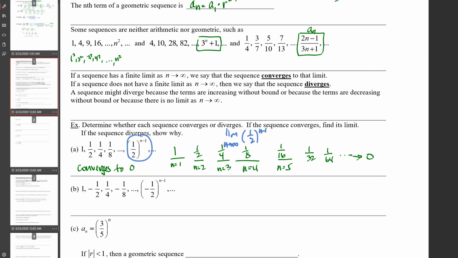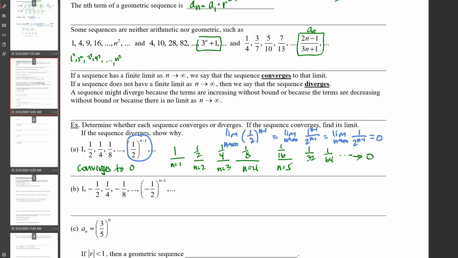And so if we look at what's happening here, what this is equal to is the limit as n goes to infinity of technically 1 raised to the n minus 1 over 2 raised to the n minus 1. But 1 raised to anything is going to give you 1. So this is the limit as n goes to infinity of 1 over 2 to the n minus 1. And as n gets larger and larger, this will go to 0. So either way to do it, sometimes one way is easier than the other. All right, let's look at letter B.